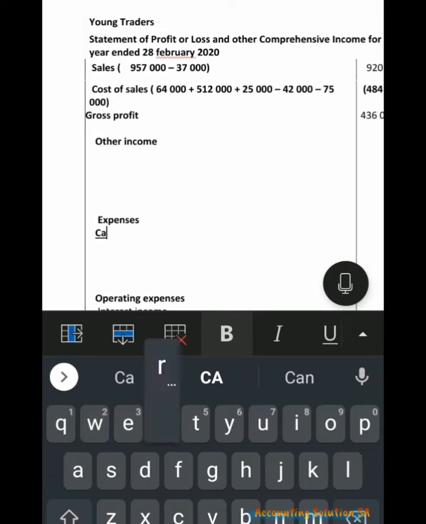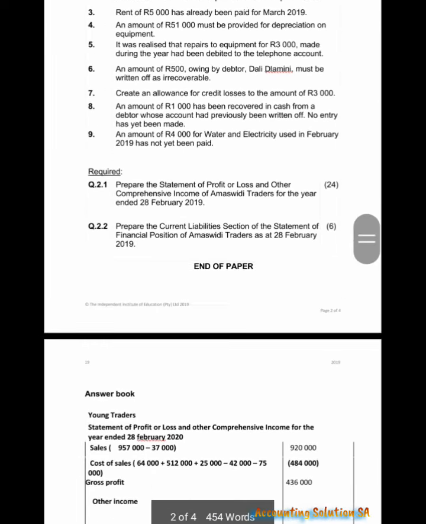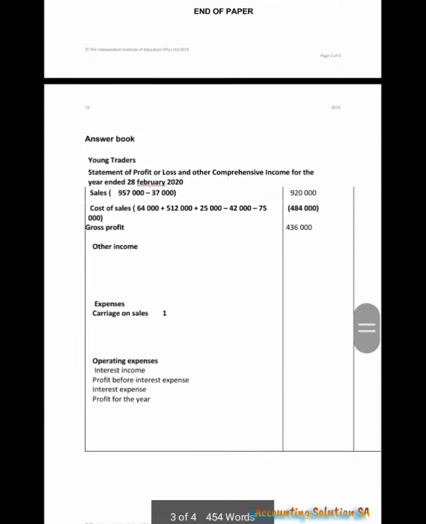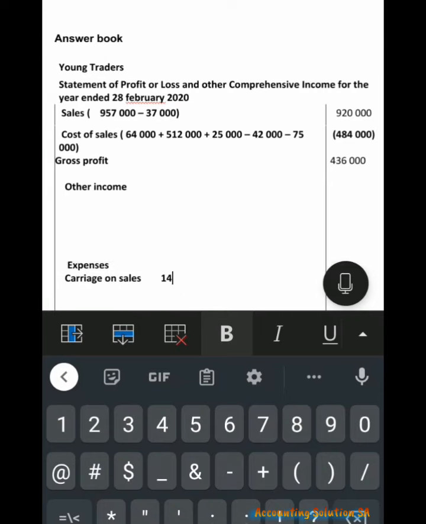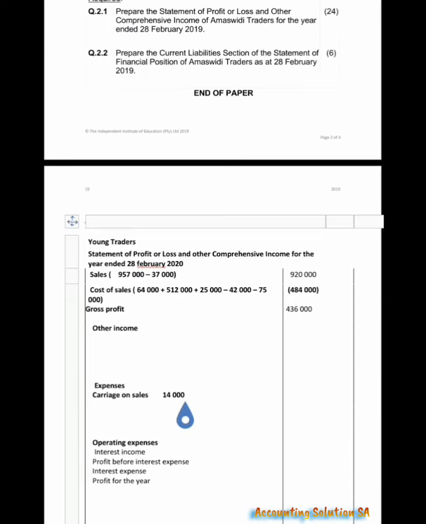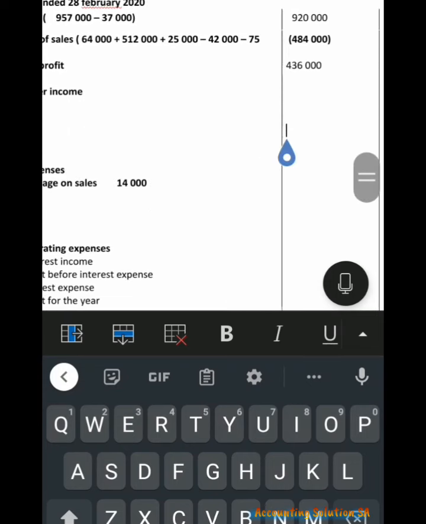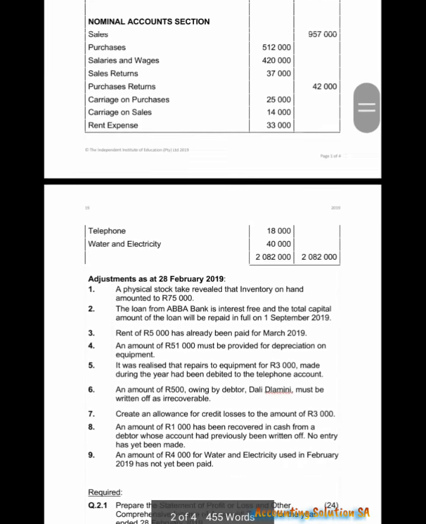Okay, we have a carriage on sales. Okay, I'm just gonna write this side, how much is 14,000. Okay, remember you have to write on your left side, but I'm having a problem with this cell phone that I'm using. Okay, then let's proceed to the next one.